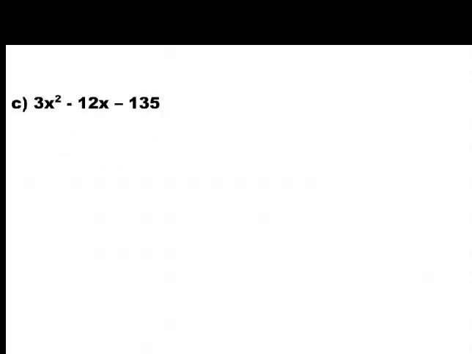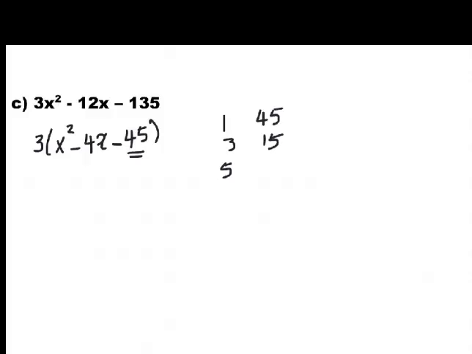The next expression to factor is 3x squared minus 12x minus 135. The common factor is 3. So I get x squared minus 4x minus 45. Now, there is no common factor. The leading coefficient is 1, so I'm going to try to use sum and product. The two numbers that the product is 45 are 1 and 45, 3 and 15, and 5 and 9.